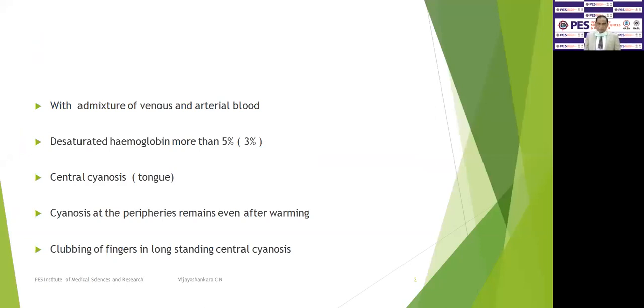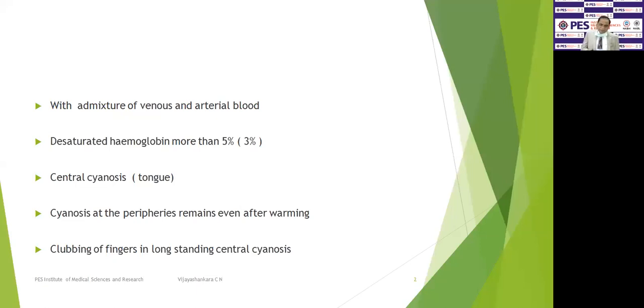The cyanosis occurs because there is an admixture of venous and arterial blood. During the development of the heart, there is a malalignment between the venous and arterial side of the heart, and then the mixing occurs, giving rise to cyanotic congenital heart disease.